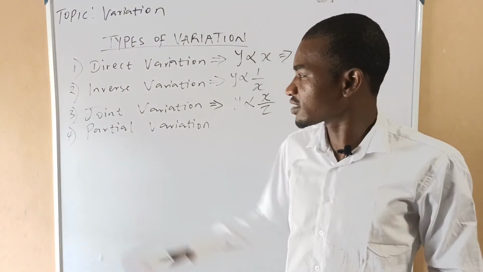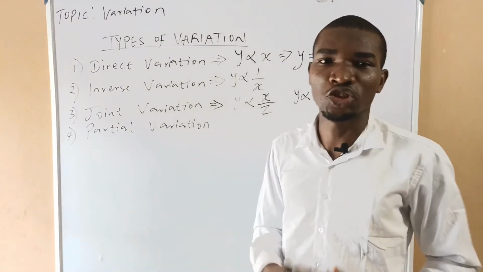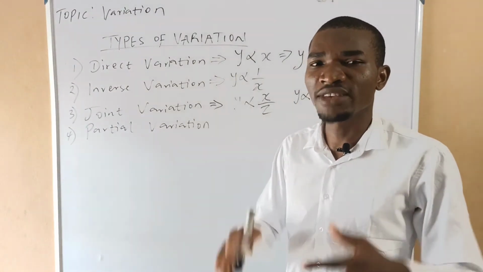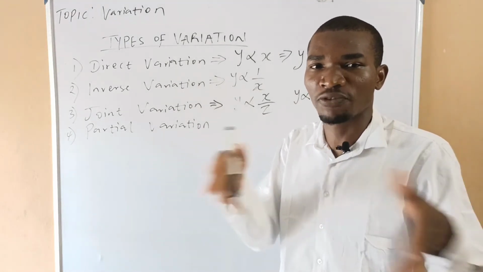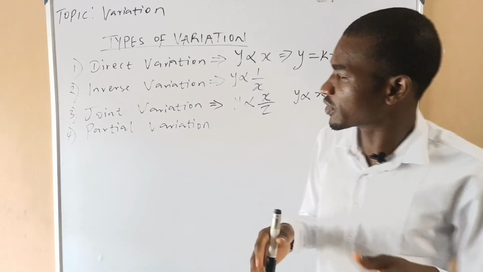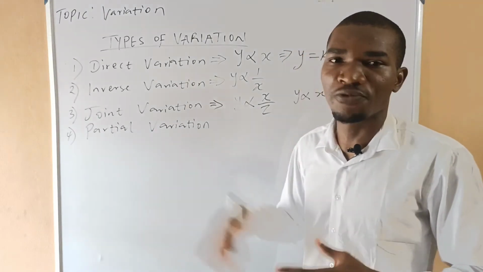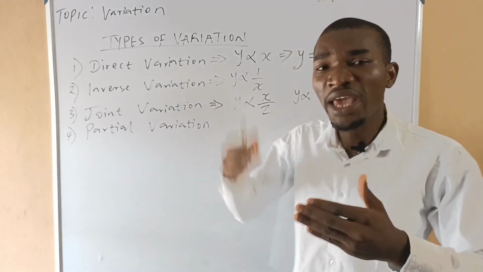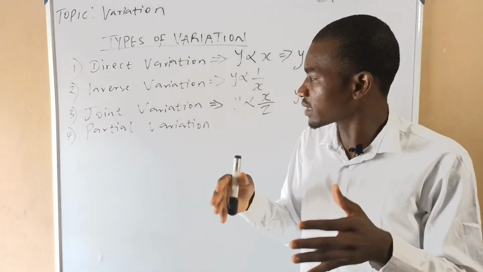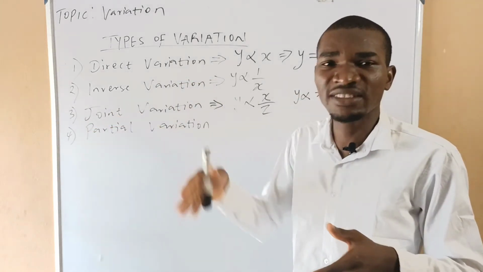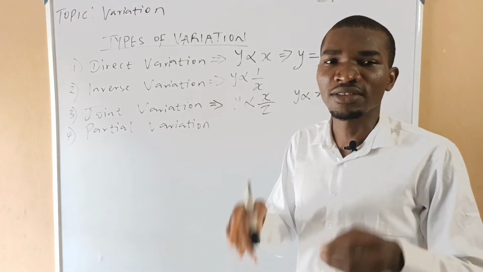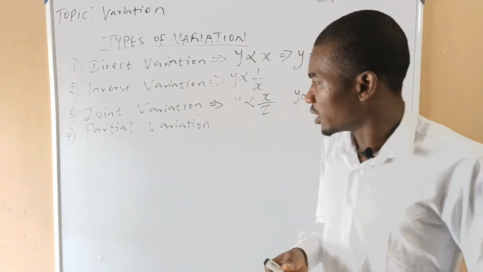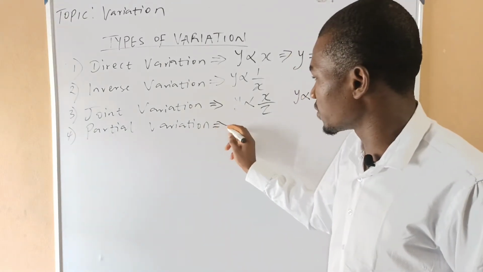Now let's go to the last type of variation, which is partial variation. Whenever a variation is expressed as a sum of terms, automatically that type of variation is partial variation. Whenever you see a kind of variation that is being expressed in terms of a sum, automatically that type of variation is a partial variation. Let's take an example of it.